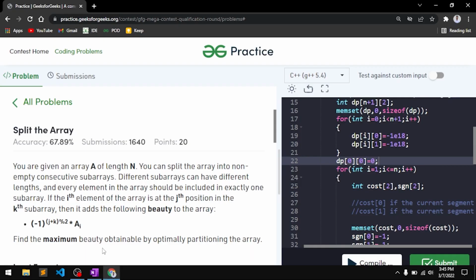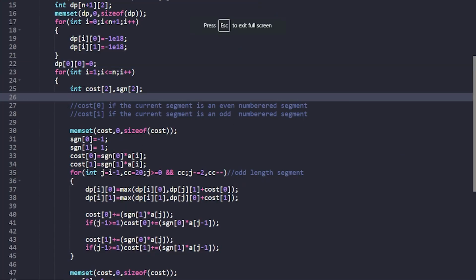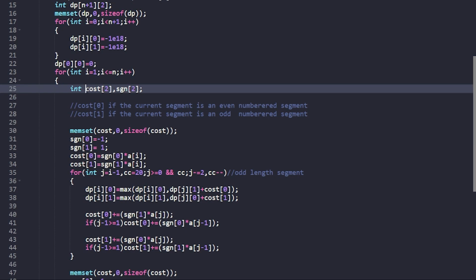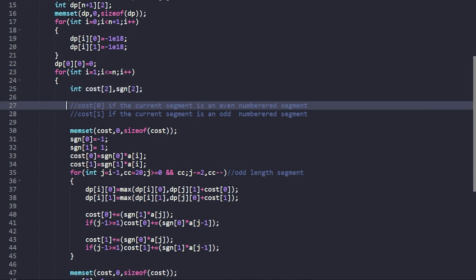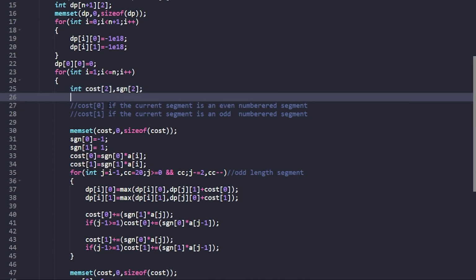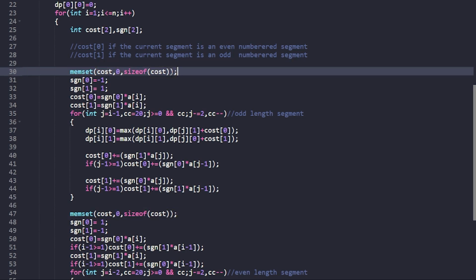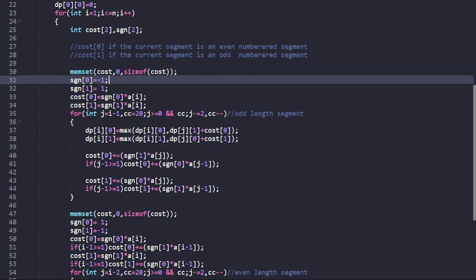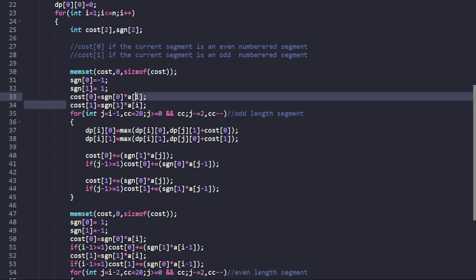Now let's come back to this code and see what we are doing. In this particular question, as I told you, I'll be having cost 0 and cost 1, sign 0 and sign 1. Cost 0 will be for when the current segment is an even numbered segment. Cost 1 will be for when the current segment is an odd numbered segment, right? I'll be initializing my cost using a memset to 0. I'll mark my sign of 0 as -1, and my sign of 1 as 1. Then cost of 0 is equal to sign of 0 into a of i, and cost of 1 is equal to sign of 1 into a of i.